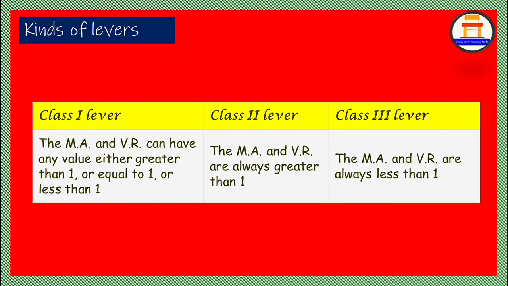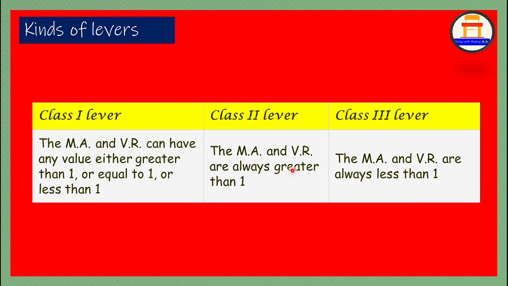Okay. For class 2 levers, the mechanical advantage and the velocity ratio is always greater than 1. So for this, the examples are a nutcracker, bottle opener, and wheelbarrow, all those things. These examples are given in your textbook itself. I am not taking the examples from anywhere else. So if you remember these things, that is more than sufficient.